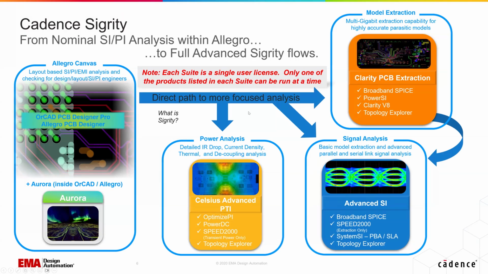The Sigrity tool set offers power integrity with our Celsius Advanced PTI suite. This covers both AC and DC, as well as a little bit of thermal. So you can get some I2R type of analysis, as well as IR drop, as well as decoupling capacitor optimizations and things like that. So that's the power integrity side of it.